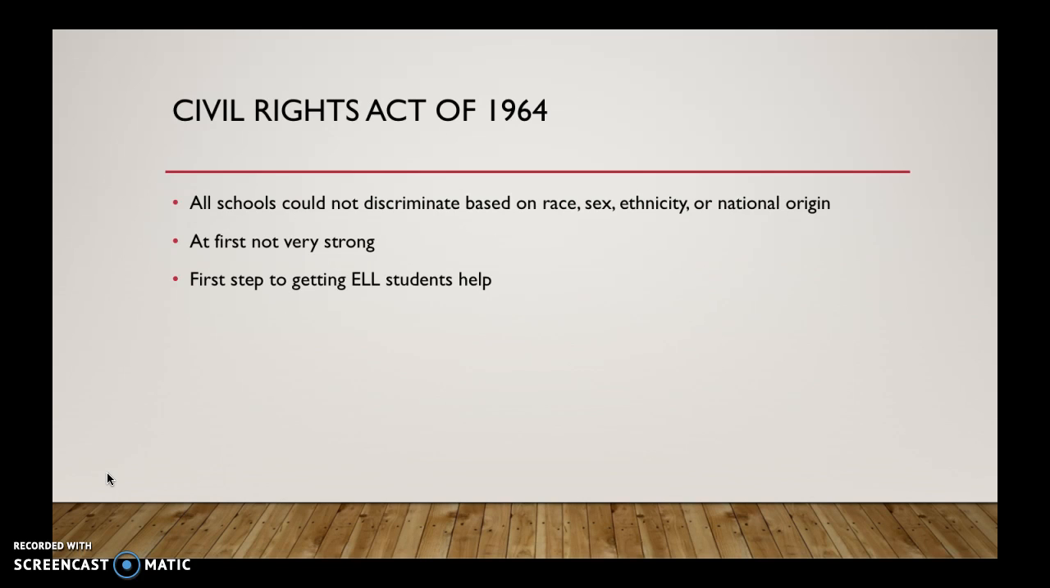The Civil Rights Act of 1964. All schools could not discriminate based on race, sex, ethnicity, or national origin. At first, this act came into place and not many people respected it. It was not upheld very well, and a lot of people felt like this was not really implemented. It was made an act, but it wasn't actually implemented.